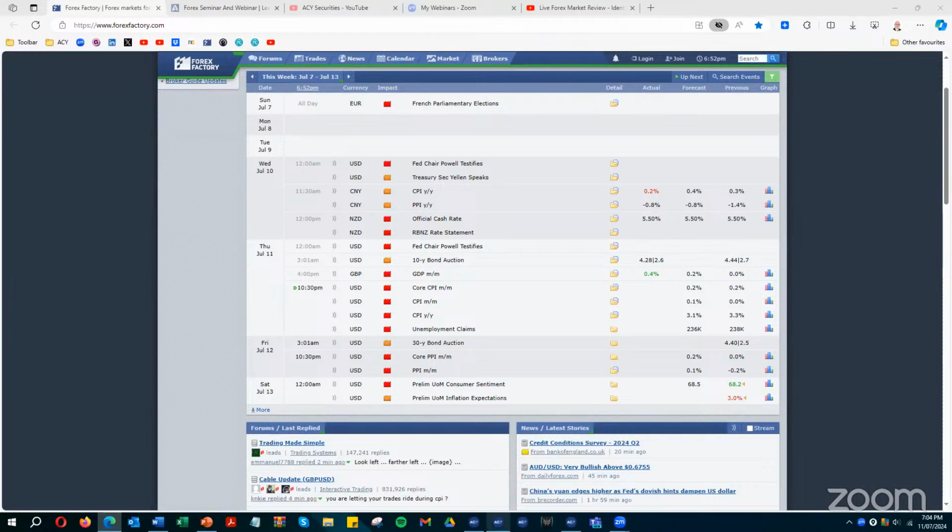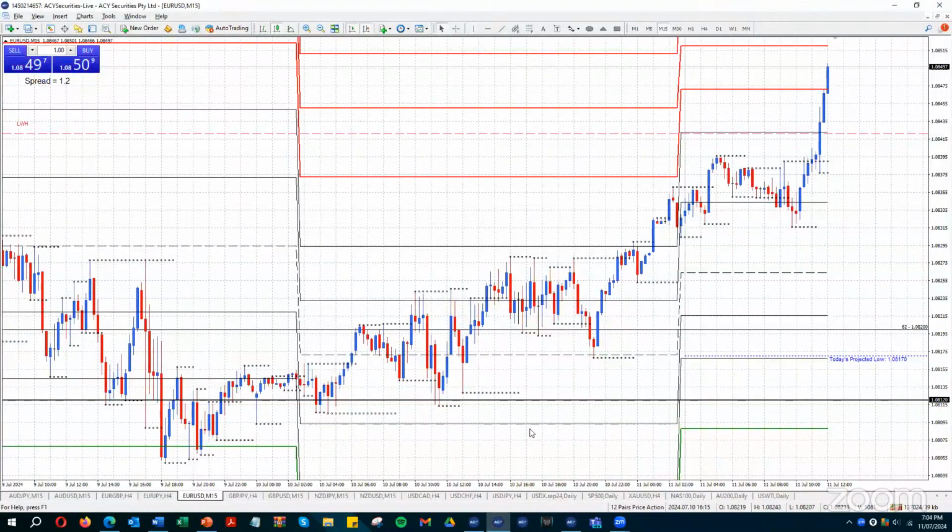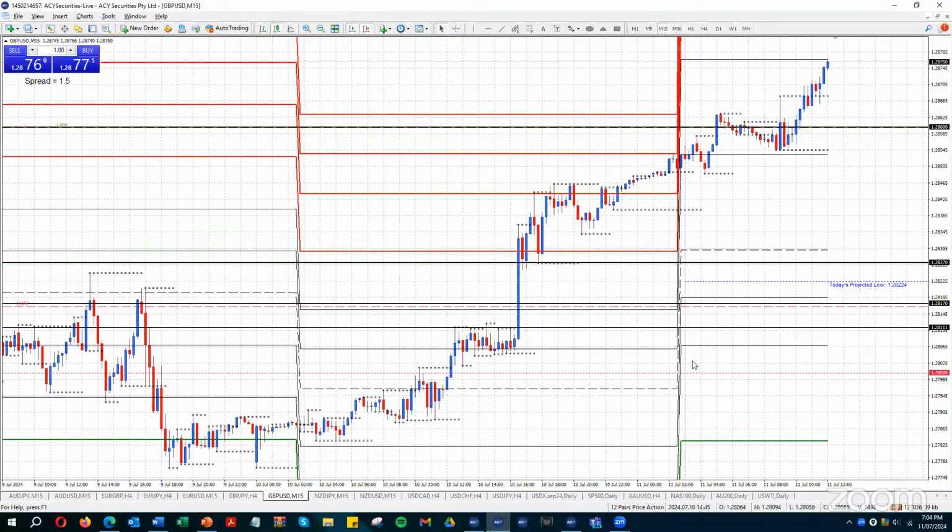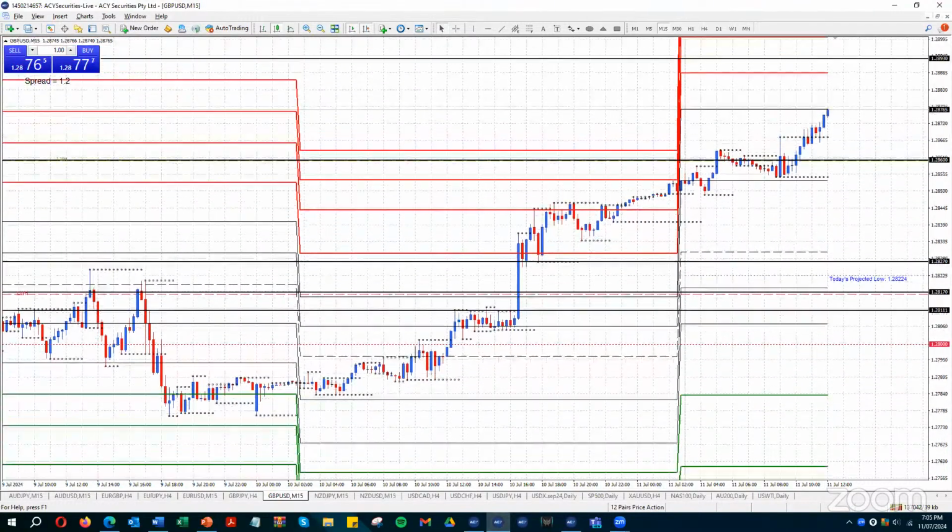All right, so let's get into the charts. First up, it's the Eurodollar just moving up. And I know the pound's moving up. It's getting close to the yearly high, 28.93 at the moment.